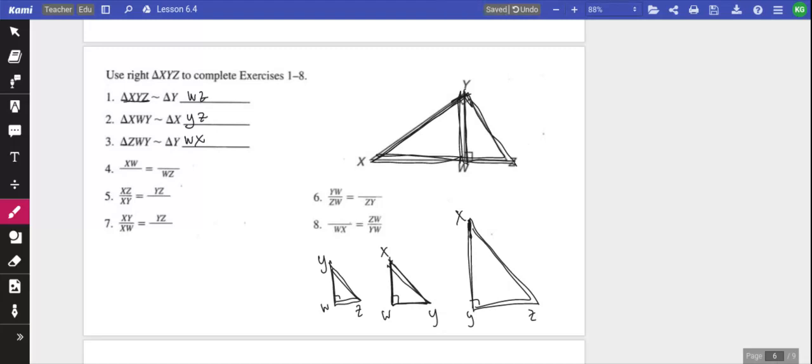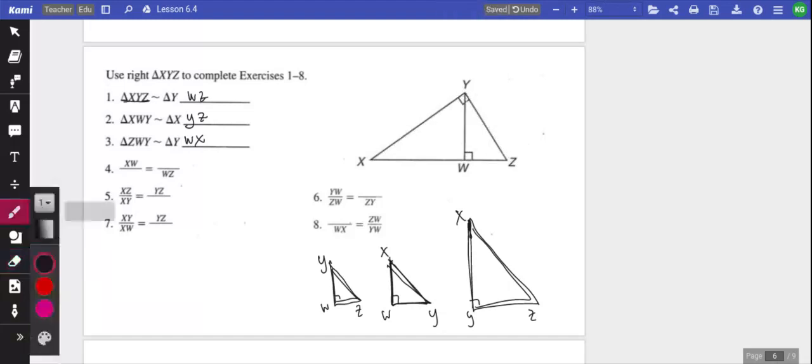Number 4 says the side XW is congruent to what? And then what is congruent to WZ? So this is talking about the geometric mean. If I go back to this original triangle, it says XW over YW is congruent to YW over WZ. So it's part 1 of the base over the altitude is the same as the altitude over part 2.